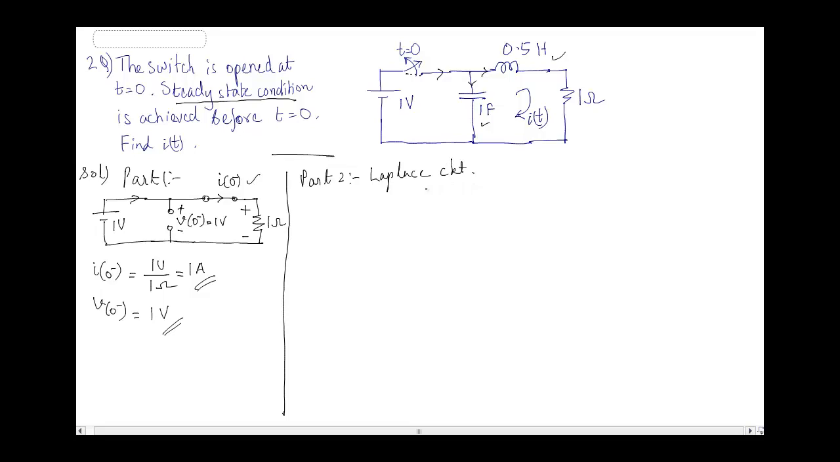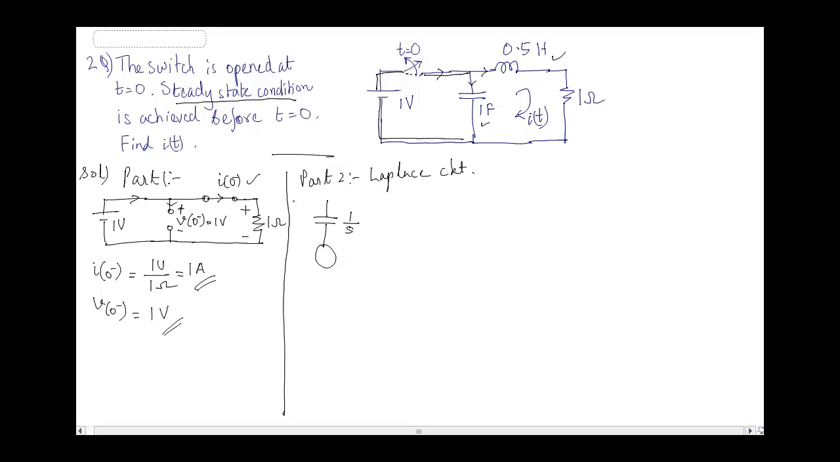Laplace circuit means we will have to represent the inductor and capacitor in its Laplace form, also the current. So once this switch is open, this much part of the circuit is not going to be connected with the main remaining circuit. So avoiding that, I will draw a capacitor whose value is 1 divided by 1s, which is 1 by s, and there is a voltage source.